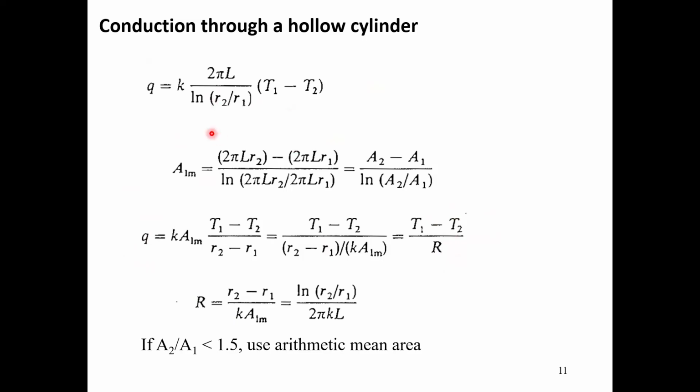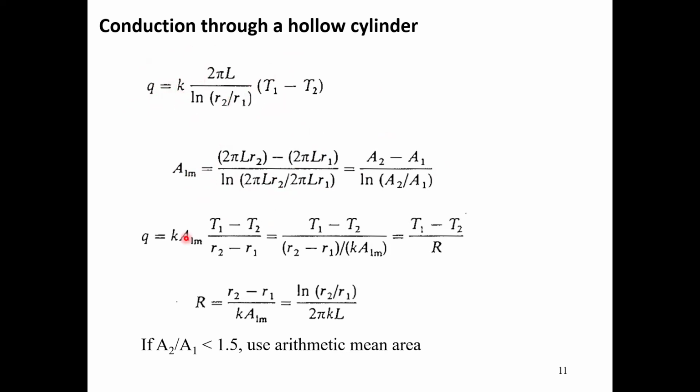Okay, so we define what is called a log mean area. ALM stands for log mean area. Okay, so area outside minus area inside, divided by ln of A out by A in. Okay, so you define this, and you basically substitute this logarithmic mean area form into equation 1. So you can try to substitute it out.